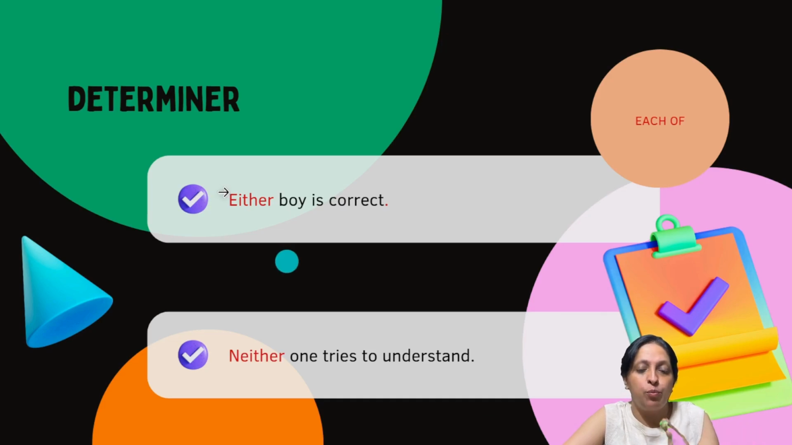Again, we said that before a noun, if there is either or neither, then what happens? They act as determiners and they will always take a singular verb. Neither one tries to understand. This is again an example of a determiner. When we are saying neither one, we mean no one. Basically, we want to say there are two people, and out of that, no one tries to understand. So obviously, when we are saying two people and we again refer to them as individuals, therefore neither one will take a singular verb. Okay.